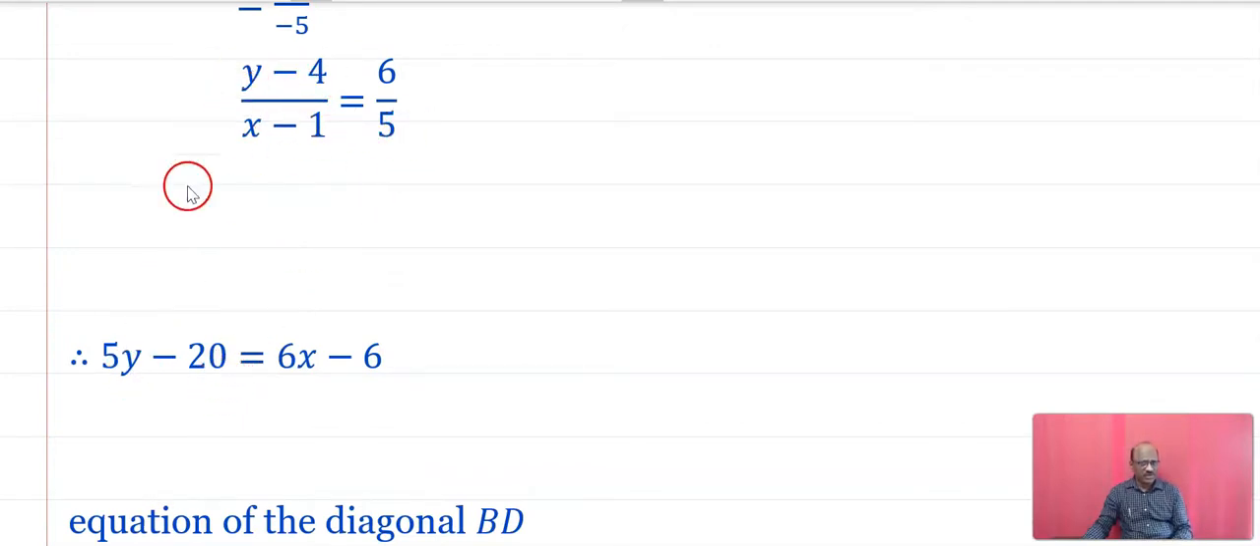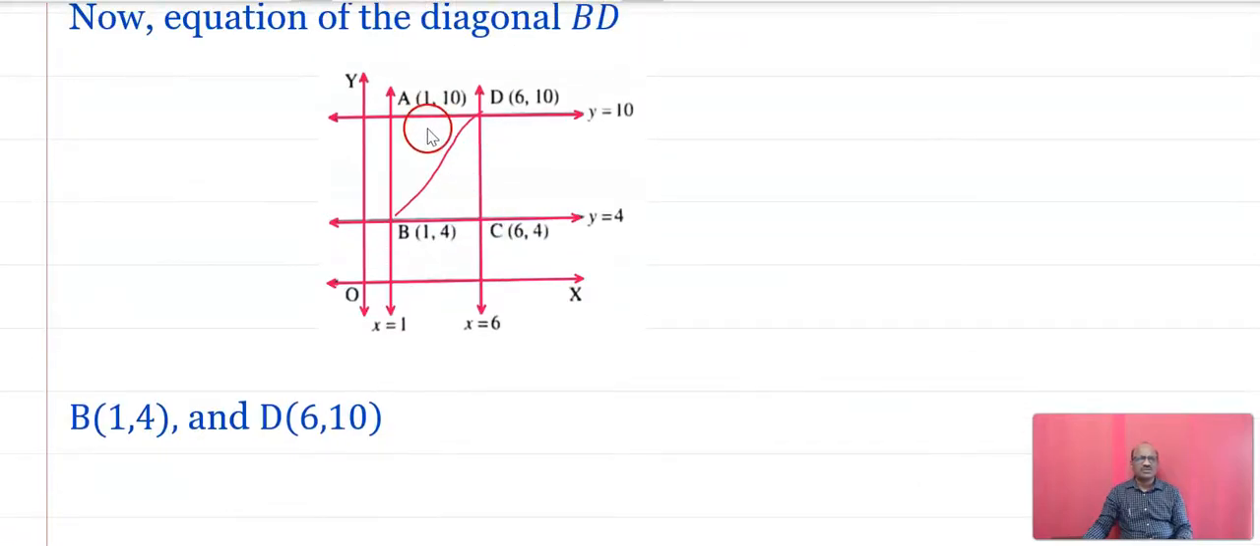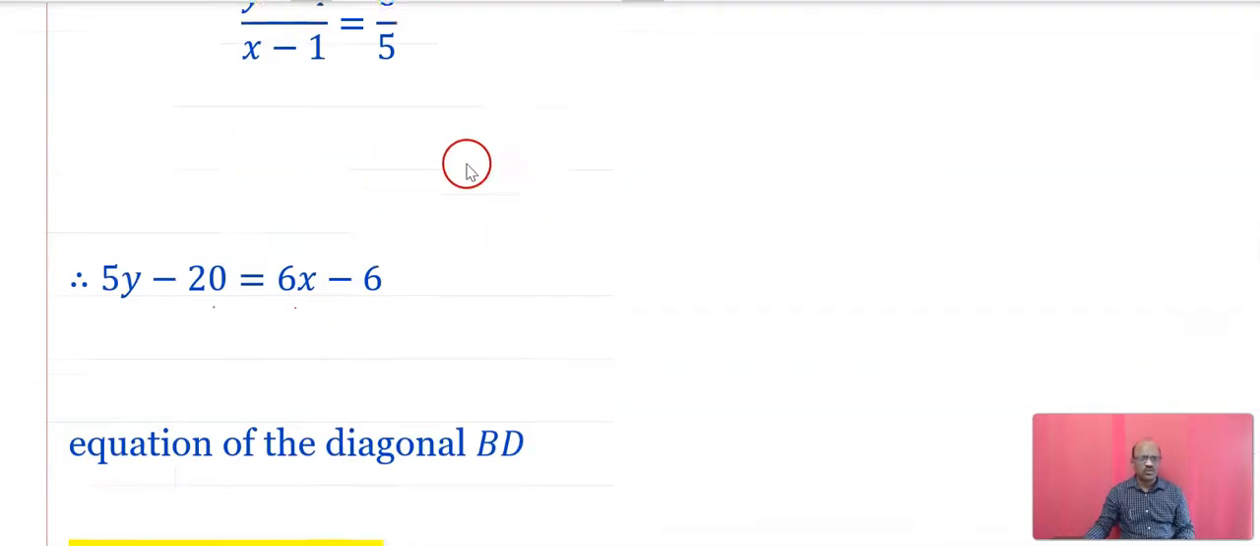5 into y, 5y. 5 into 4, 20. 6 into 1, 6, and 6 into x, 6x. Okay, minus 1: 6 into x is 6x, and 6 into minus 1 is minus 6. This way you can find it out, or if you know the 2 points, apply the 2-point form, or find out the slope of the line and pass that line through any one point by using the slope point form.